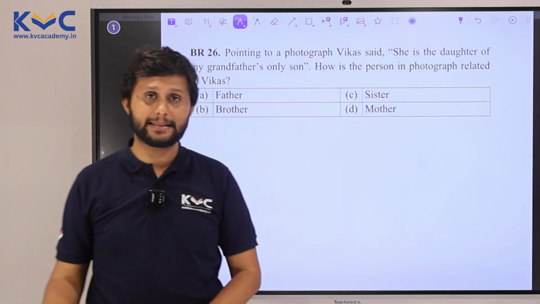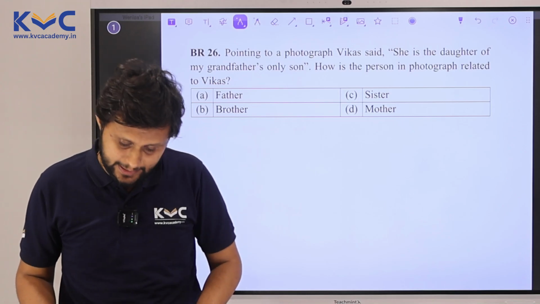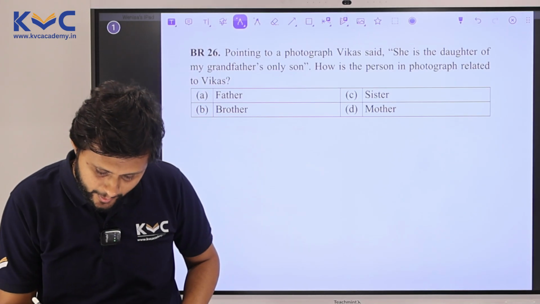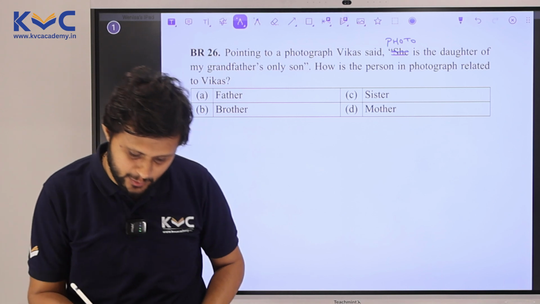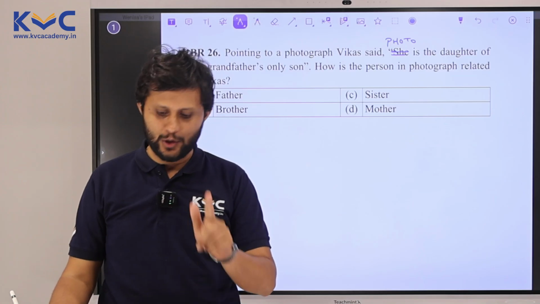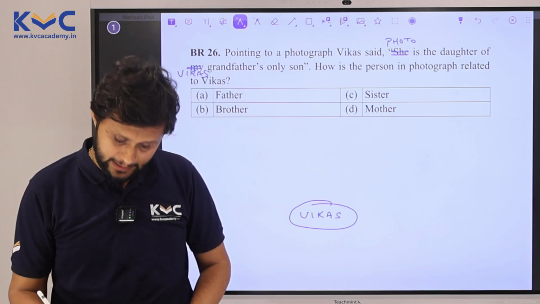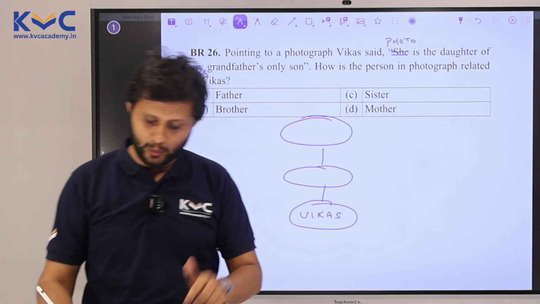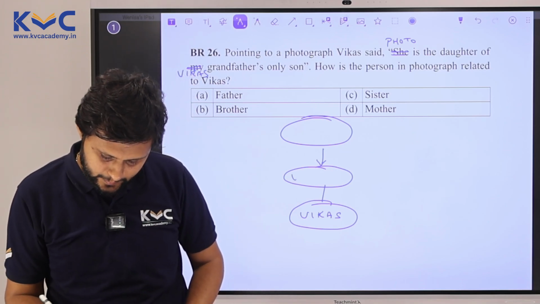Question number 26. Pointing to a photograph, Vikas said, she is the daughter. Who is the daughter? Pointing. So photo, yes, photo is the daughter of Mai. Mai means who? Vikas's grandfather's only son. So there is Vikas. He should have father and grandfather. Grandfather's only son would basically be his father only. Okay, Vikas's father.